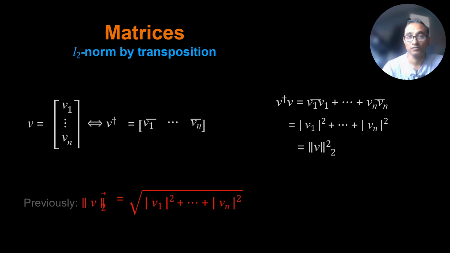Transposition, for example, of L2 norm vectors can be achieved by what we have defined: taking a vector, transposing it, and then taking the complex conjugate. And if you multiply the transpose with the original vector, it preserves the norm.